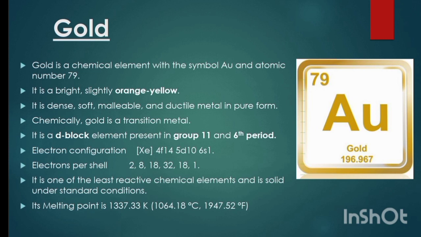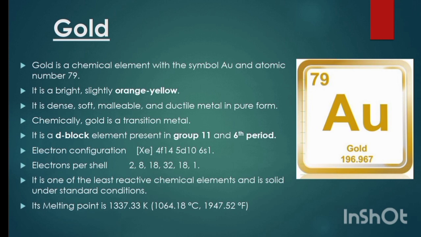Gold is a chemical element with symbol Au and atomic number 79. It's a bright, slightly orange-yellow metal. It is dense, soft, malleable, and ductile in its pure form. Chemically, gold is a transition metal. It is a d-block element present in group 11 and period 6. Its electronic configuration is given. It is one of the least reactive chemical elements. This is the reason that it's so rare and expensive.